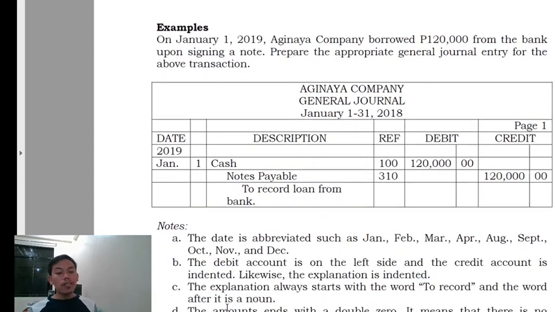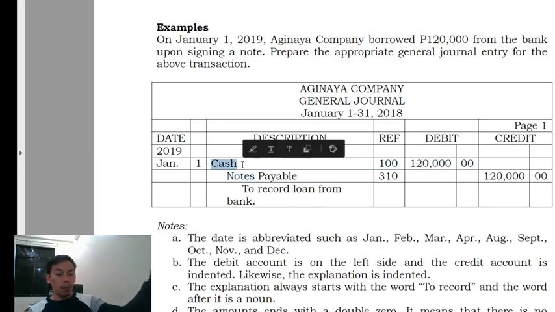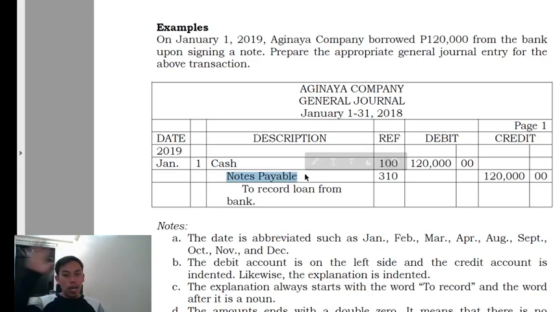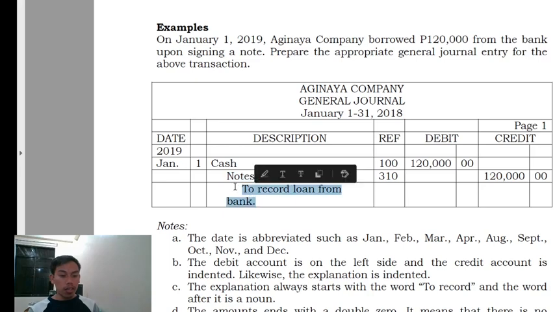Notes, the date is usually abbreviated such as Jan., Feb., March, April, ayan. The debit account is on the left side, left ko. This is my left. So cash is on my left. That is the debit. The credit is indented, so may space. Then you have notes payable. Credit on the right side. Likewise, the explanation is indented. Hindi po siya nakatapat sa notes payable, hindi rin siya nakatapat sa cash.